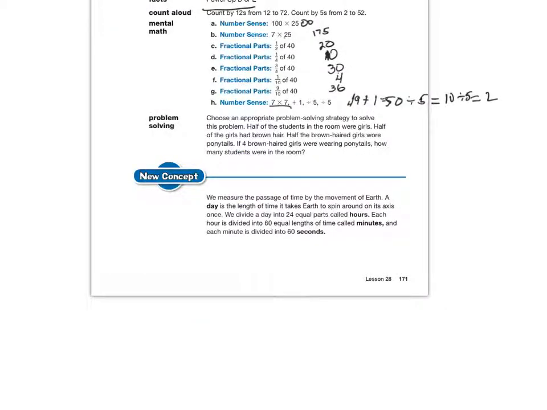Our new concept today is the passage of time, and specifically, the movement of the Earth. A day is the length of time it takes the Earth to spin around its axis once. We divide the day into 24 equal parts called hours. Each hour is divided into 60 equal parts called minutes, and each minute is divided into 60 seconds.